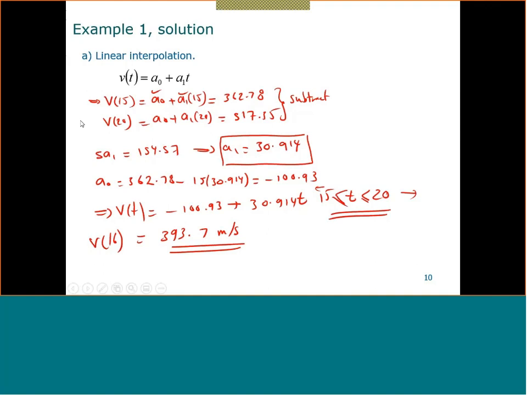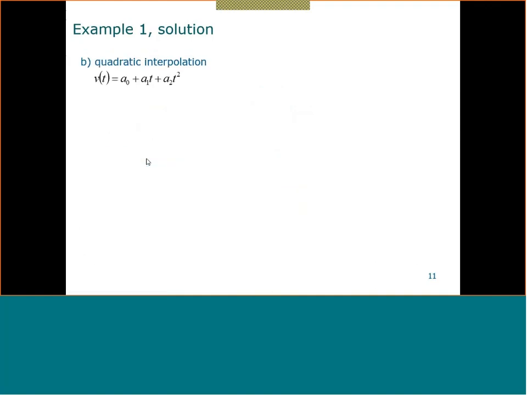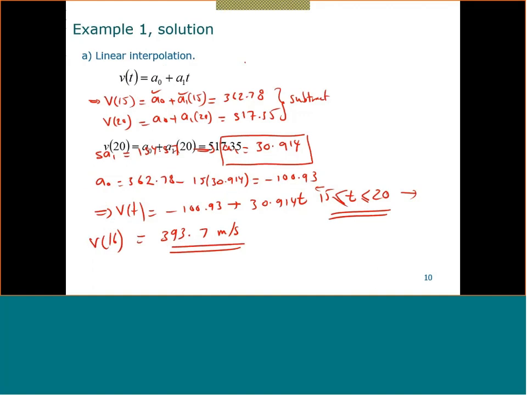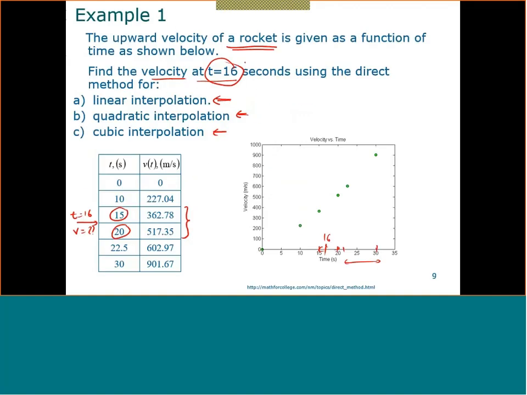Now we'll go to the quadratic interpolation. Again, I want to find v at 16. Remember the objective. Now let's go back here to the data. I need to add a 3rd point. The question is, should I add this point or this point? First of all, why do we need to add a 3rd point? Because to get a 2nd order polynomial, the number of points has to be the degree of the polynomial plus 1.